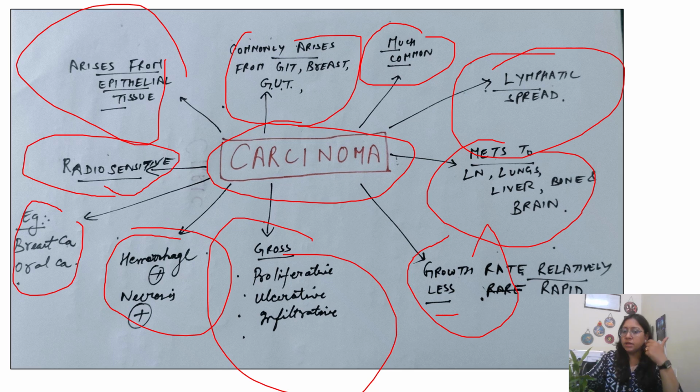Epithelial tissue is the usual origin; it arises from the GIT, genitourinary tract and breast, much more commonly as compared to your sarcoma. It has a lymphatic spread, and it metastasizes usually to your lymph node, lungs, bone, liver, brain, and it has a relatively lesser growth rate as compared to your sarcoma. Then grossly we see it as a proliferative, ulcerative or infiltrative mass with hemorrhage and necrosis in it, but it is usually less as compared to your sarcoma. Examples are breast carcinoma, cervical carcinoma, oral carcinoma, that is squamous cell carcinoma, and these carcinomas are radiosensitive, so they respond to your radiotherapy.